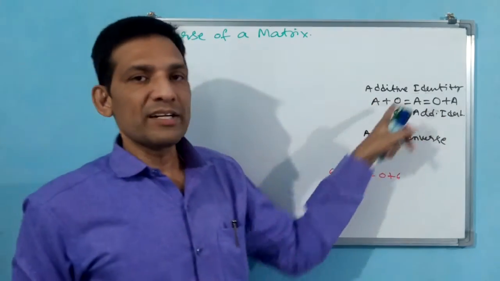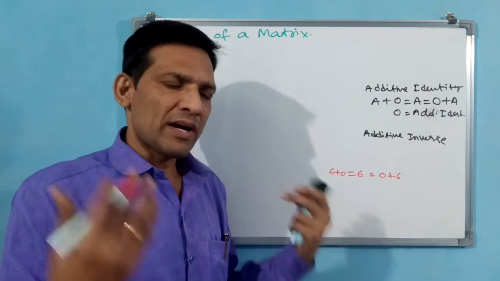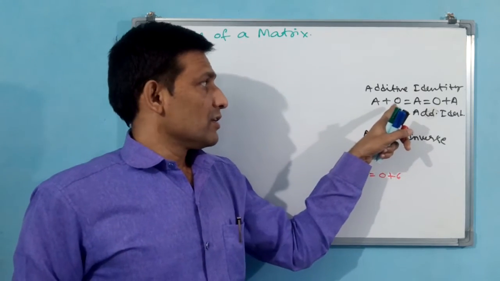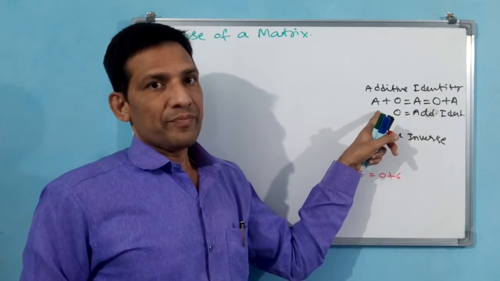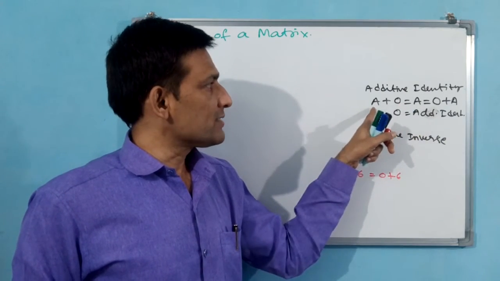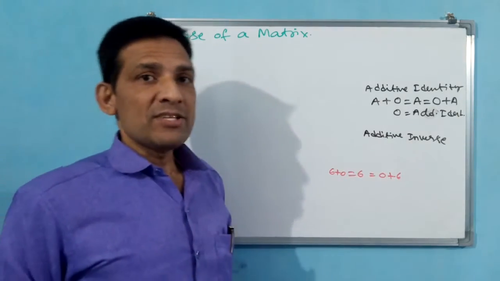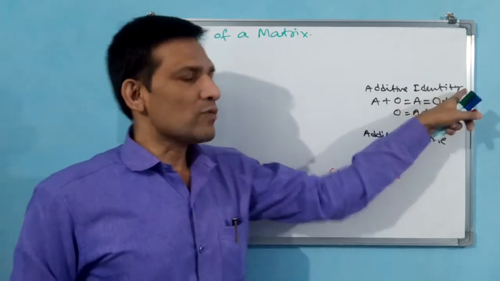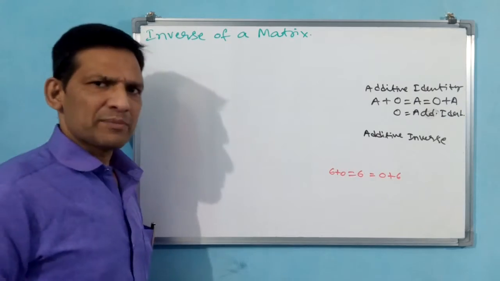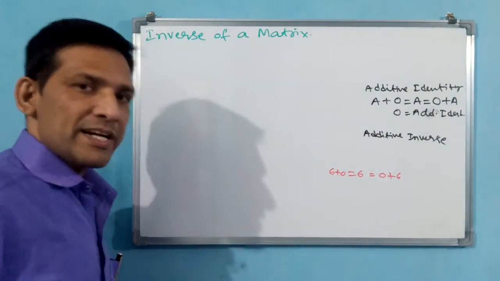For matrix, what is additive identity? O. O means 0, all zeros. 2 by 2 also 0, 1 also 0, 3 by 3 also 0. That means this order depends on this matrix A. If A is 2 by 2, then this is also 2 by 2. A is 3 by 3, this is also 3 by 3. Like this, you have to take O. O is a zero matrix. Zero matrix is the additive identity. First, you have to understand additive identity, then only additive inverse will come. These are already explained, but why am I explaining again? If you refresh this again, we are going to understand inverse easily.